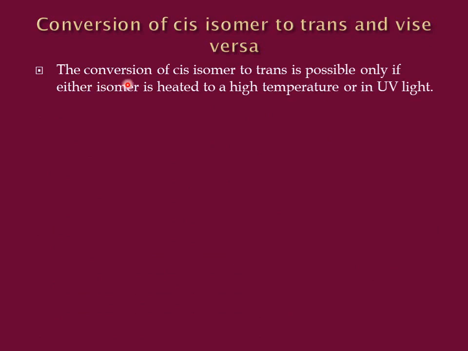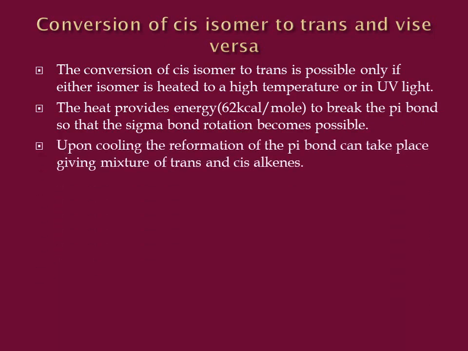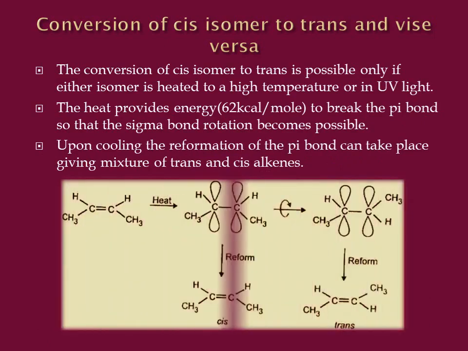The heat provided, which is about 62 kilocalories per mole, is required to break the pi bond so that the sigma bond rotation is possible. Upon cooling, the reformation of the pi bond can take place, giving a mixture of trans and cis alkenes. Now look at this picture. You can see this is a cis isomer. When we heat it, it is going to weaken the pi bond and ultimately break the pi bond.